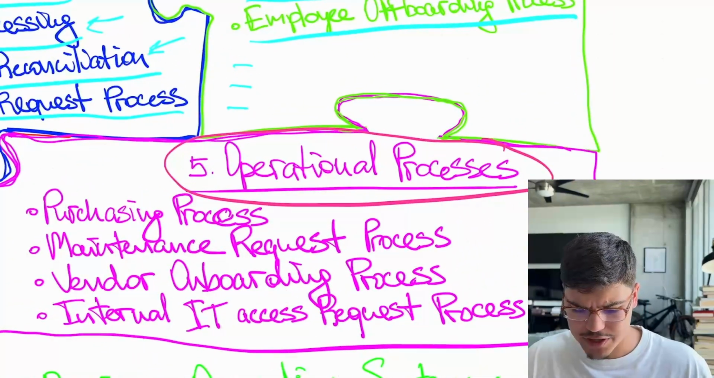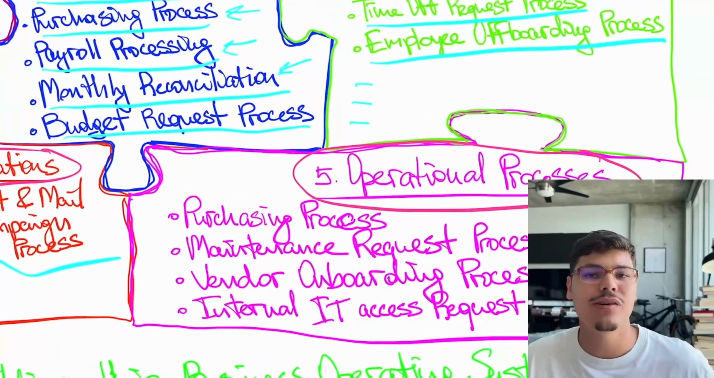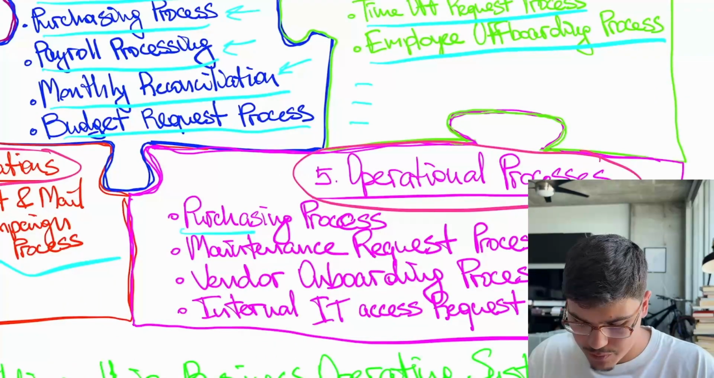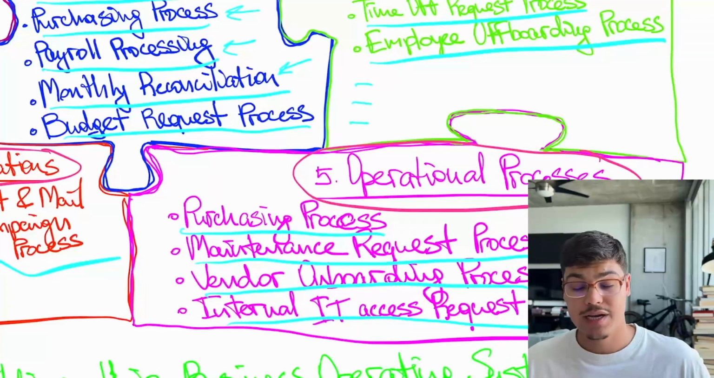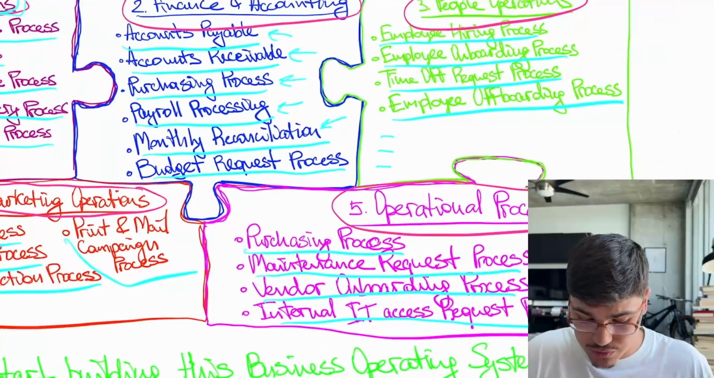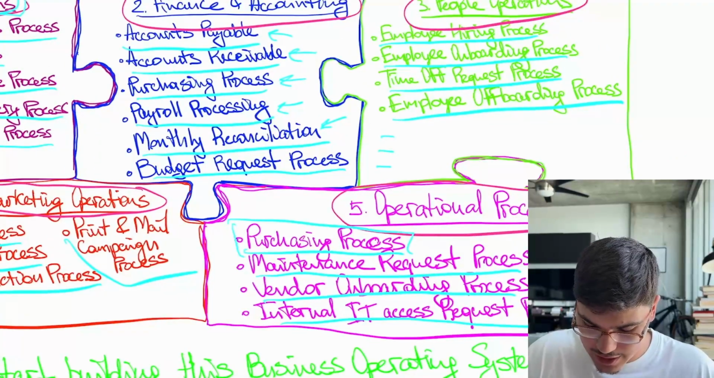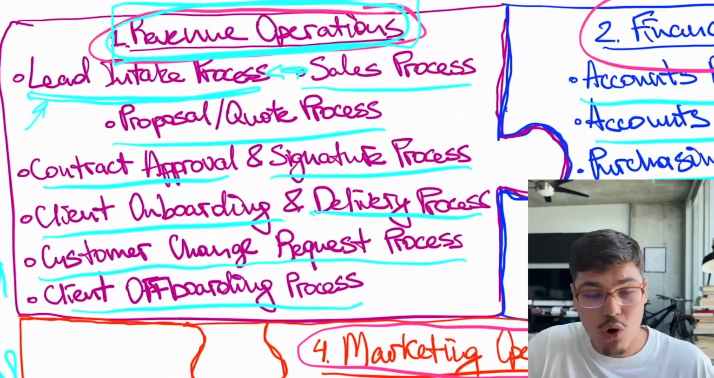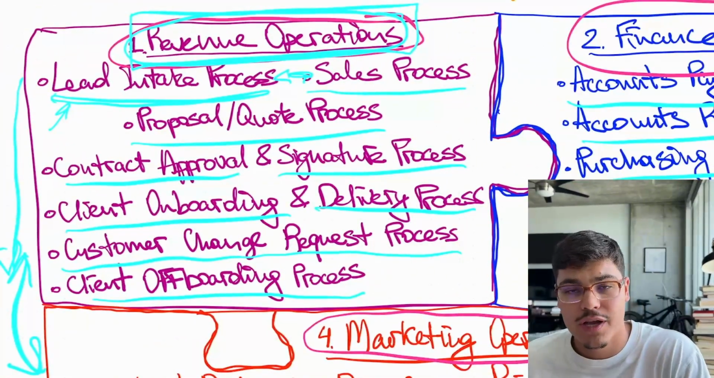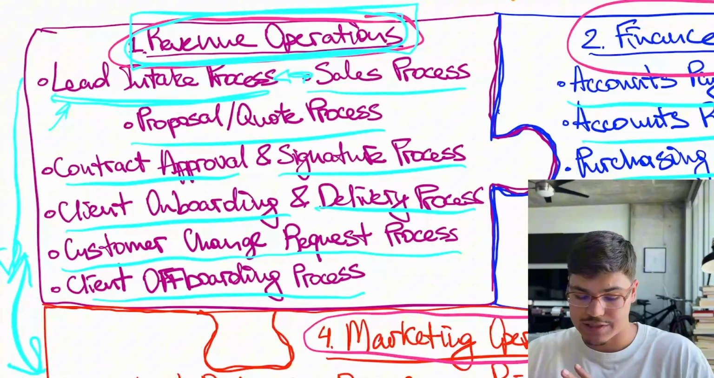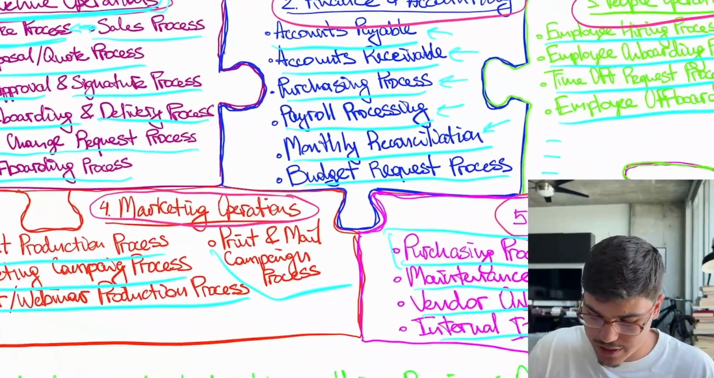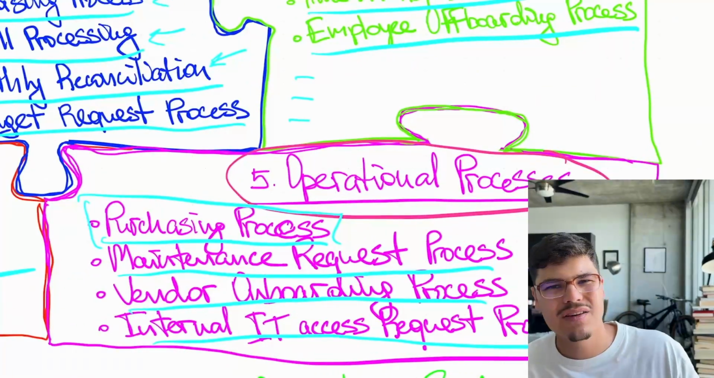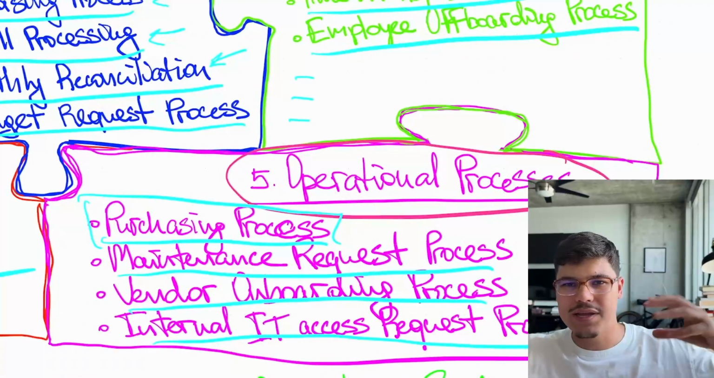And then the last thing is operational processes. Here, you're just adding everything else that you can think of. For example, you're purchasing materials. That's going to go into purchasing process. Maintenance request, vendor onboarding, internal IT access request process. Now, as I said, you might want to have, for example, your purchasing process as part of your revenue operations because you're always purchasing things for specific projects. So they always are part of your service delivery process. Now, in this case, they would be part of this piece of the puzzle. But if you want to separate them, they can be separated into operational processes. I don't think it really matters much how you break it down into different sections.